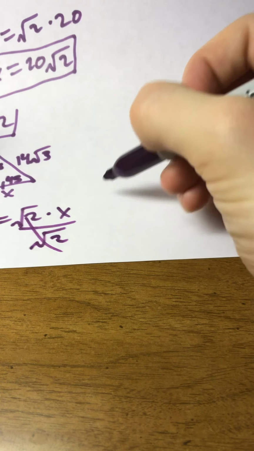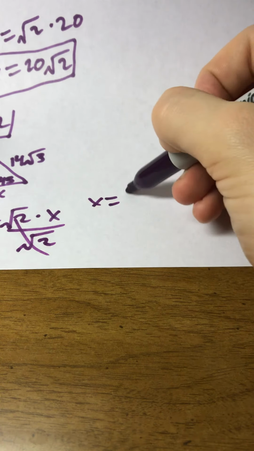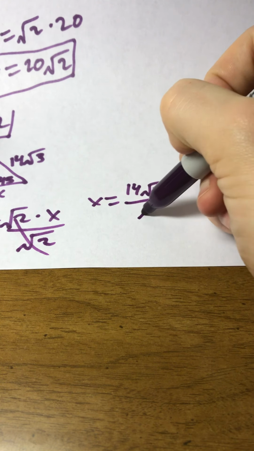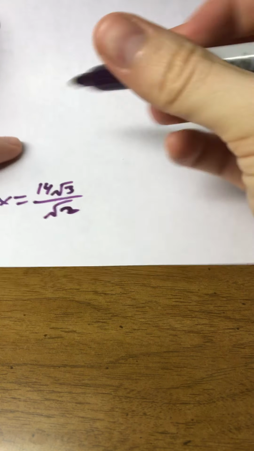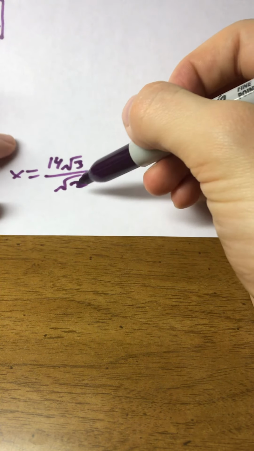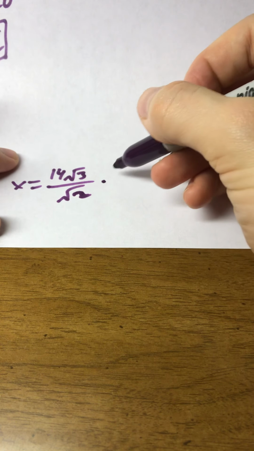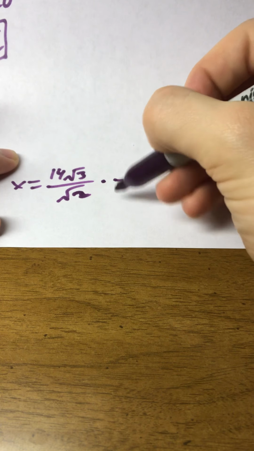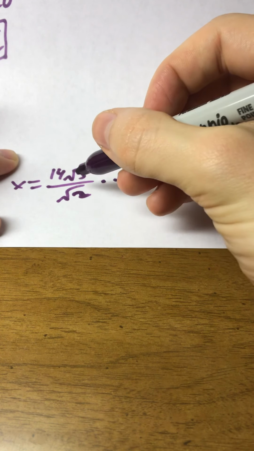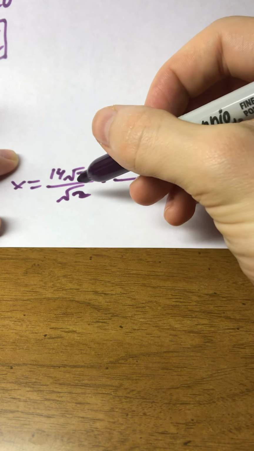So it's tempting to say, okay, well, x is just 14 root 3 over 2. That is true, but we need to rationalize that. In other words, we need to get that radical out from the bottom, and the quickest way to do that is to multiply the top and bottom by a fraction where the top and the bottom are both that radical, that square root.